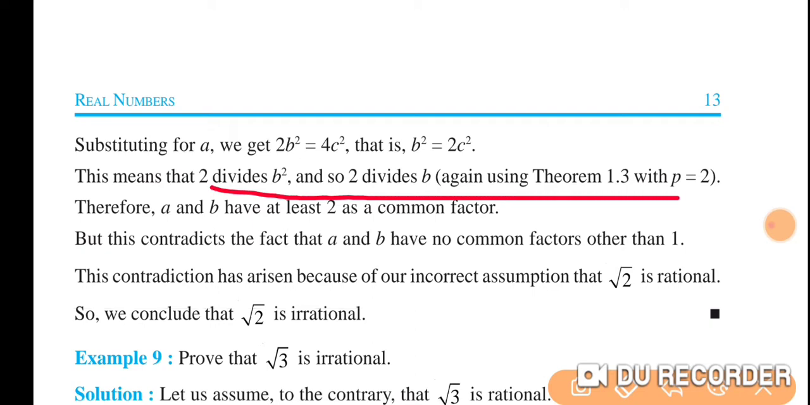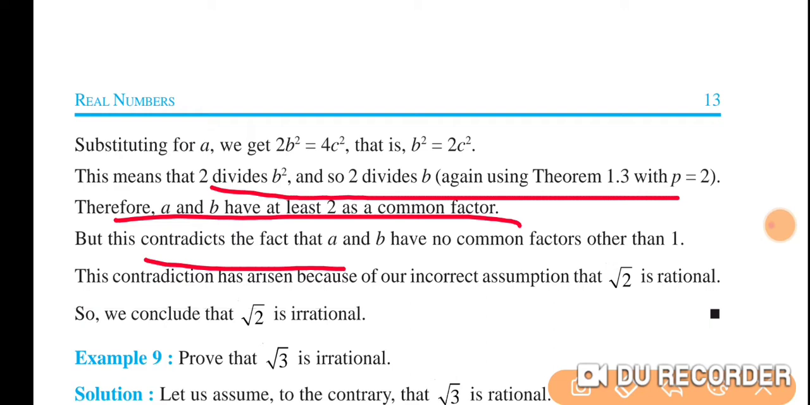Clear or not? Earlier what did you say? 2 is dividing A. Now we are saying 2 is dividing B, which means A and B are having 2 as a common factor. But what did you assume earlier? A and B are co-prime number. So it is contradicting the statement. Contradict means it is against the statement that A and B are co-prime number.